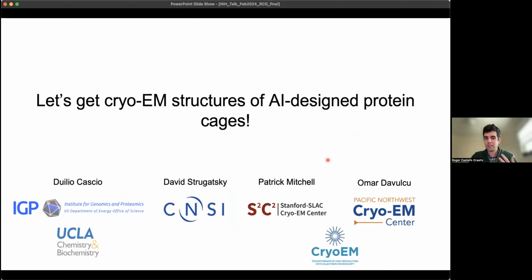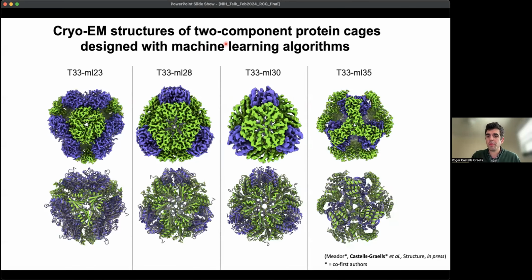To do this work, we had to screen lots of different designs, and we have been collecting data here at UCLA, but it also became instrumental for us to have access to the NIH cryo-EM facilities. I would like to thank Patrick Mitchell from S2C2 at Stanford, and also Omar Davulcu at the PNCC in Portland for their amazing help and work to collect some of the data that I'm going to present now.